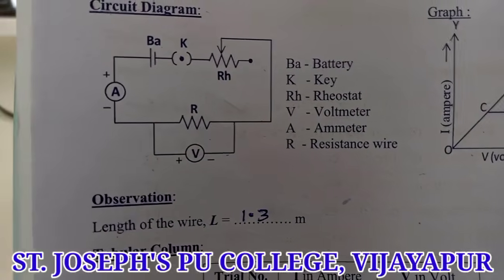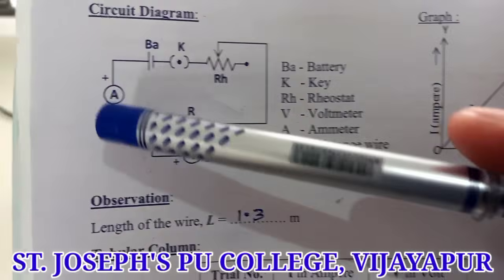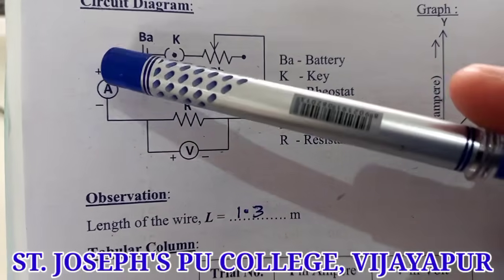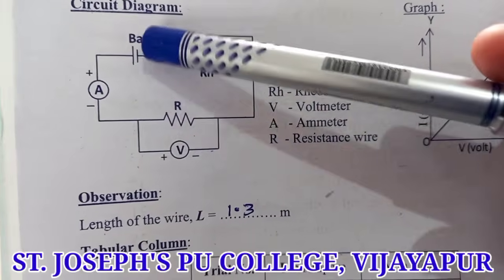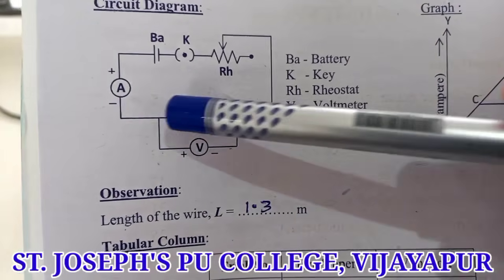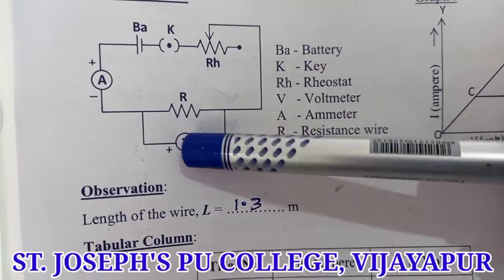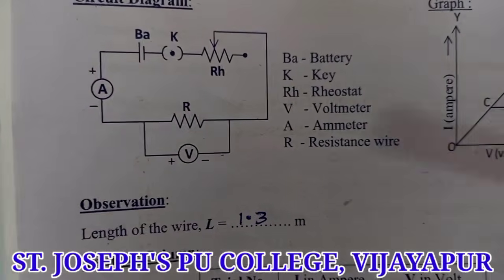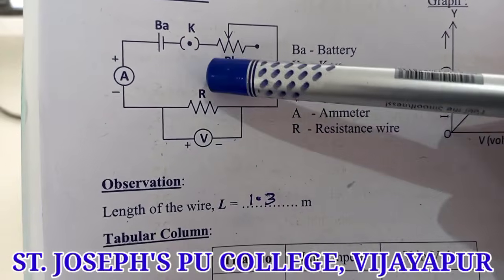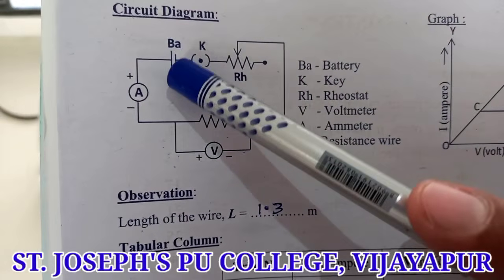And one thing I'll mention is that, to find the current through the circuit, the ammeter should be connected in series, and while finding the potential difference across these two points or any two points, you have to connect the voltmeter in parallel. So as per the circuit diagram, we have to place the apparatus, and I'll explain how to connect it.